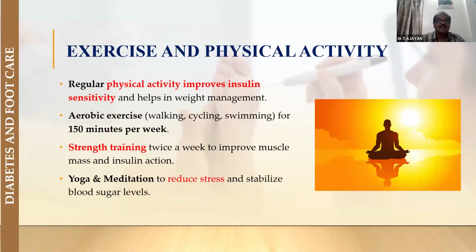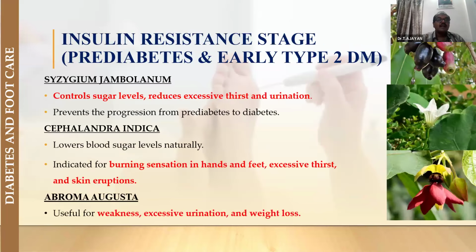Then advise exercise, physical activity, 150 minutes per week. Always advise aerobic exercise, 150 minutes per week, which means an average of 20 to 25 minutes of exercise per day. There is walking and cycling, strength training, to reduce stress. Then a few medicines we have to discuss with you.